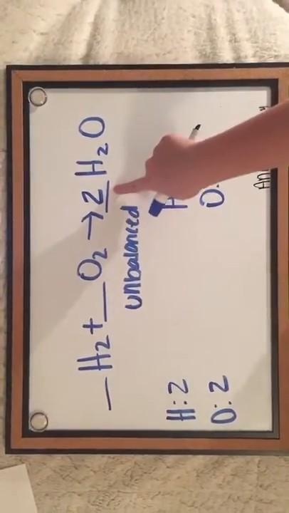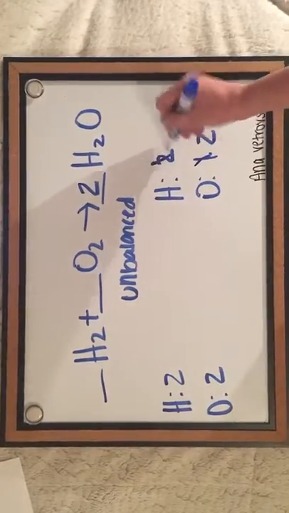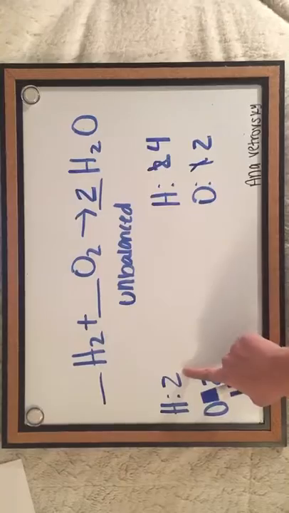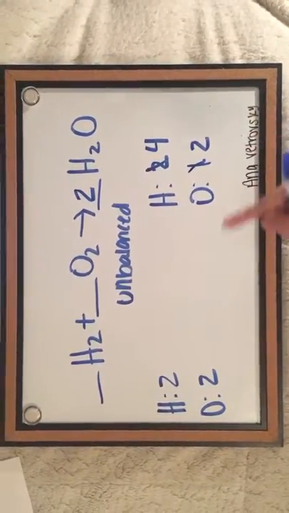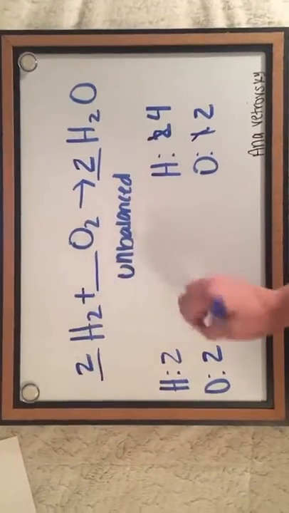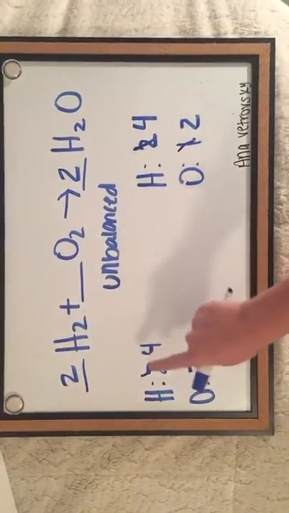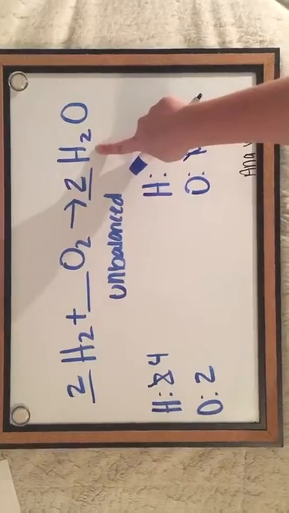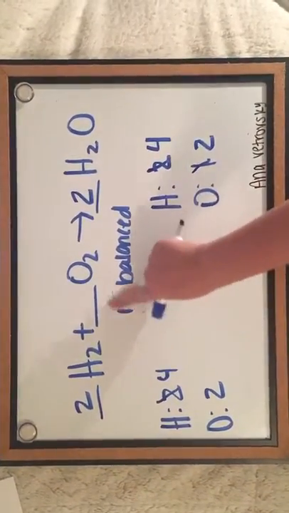But now since we added this 2, 2 times 2 is 4. So now on the product side, we have 4 hydrogens. And now that does not match up with the hydrogens on the reactant side. So it's still unbalanced. So if we put a 2 here, 2 times 2 equals 4, making 4 hydrogens over here, 4 hydrogens over here, 2 oxygens over here, 2 oxygens over here, creating a balanced equation.